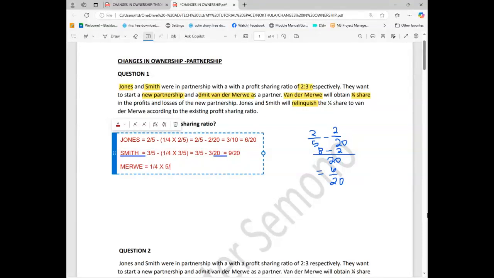But it means I must do this. I think you agree with me if I say I must multiply both by 5 over 5, because I cannot leave the 1 alone. Whatever I do to the 4, I must also do to the 1. So what is the answer now? It's going to be 5 over 5 times 1 over 4.